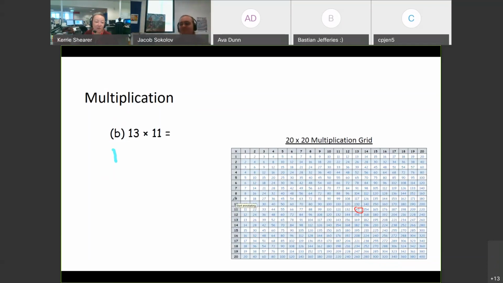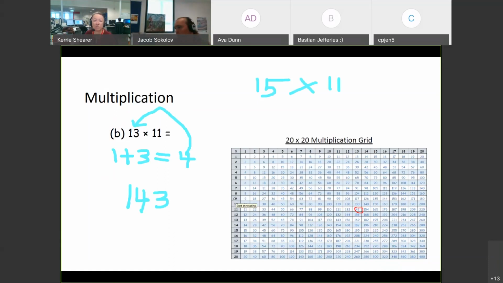So 1 plus 3 being the 4, and I pop that 4 in the middle there. It's a little trick. So we could try it. If we had, I don't know, 15 times 11, using this particular method, I'd add the two numbers together, get a 6, and pop it in the middle. Ta-da! 15 times 11 is 165.